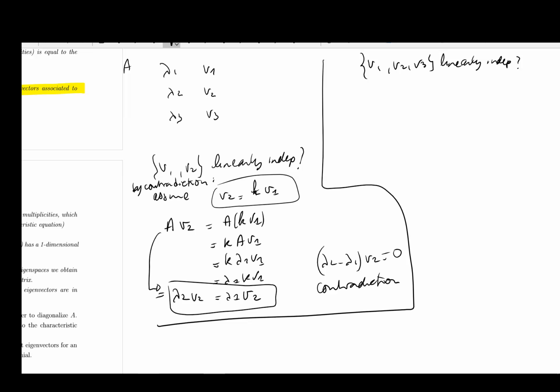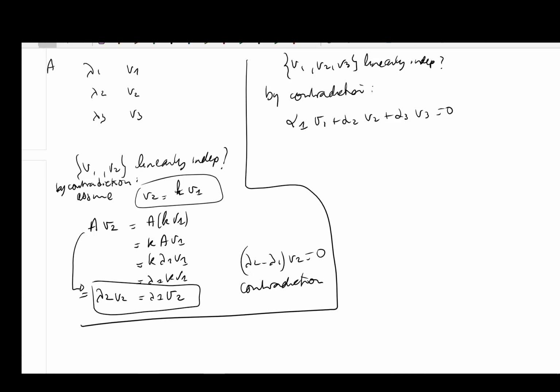What we're going to try is the same thing by contradiction. We're going to assume that we have, so we should take another letter than lambda, so let's take alpha. Assume that we've got alpha 1 v1 plus alpha 2 v2 plus alpha 3 v3 is equal to 0. So what comes next is a very common technique.